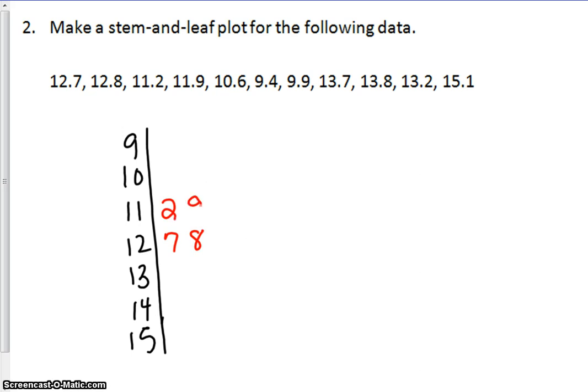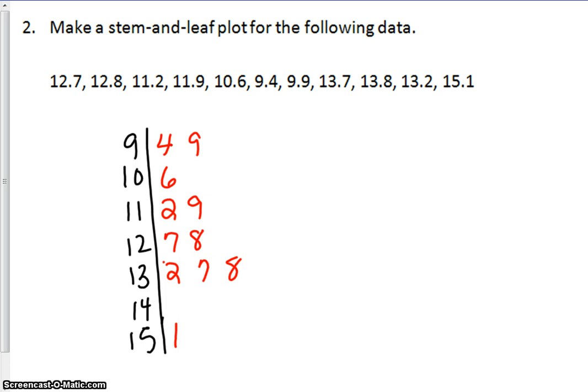The leaf part of it will be, and let's kind of go across, 12.7, 12.8, 11.2, 11.9, 10.6, 9.4, 9.9, 13.7, 13.8, 13.2, 15.1. The only one that I don't have in order here is the 13.7, 13.8, and 13.2. I'm going to reorder that so it's least to greatest. So it's 13.2, 7, 8. I think the rest of them were just naturally in order.